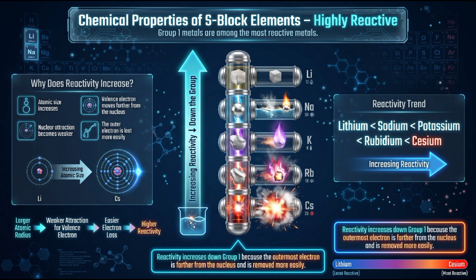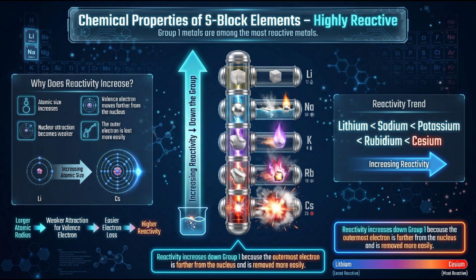The general chemical reaction of an alkali metal with water can be written as 2M + 2H2O → 2MOH + H2, where M represents any group 1 metal. During the reaction, the metal loses one electron and forms a metal hydroxide, while hydrogen gas is released. The reaction becomes increasingly vigorous from lithium to cesium because electron loss becomes progressively easier.